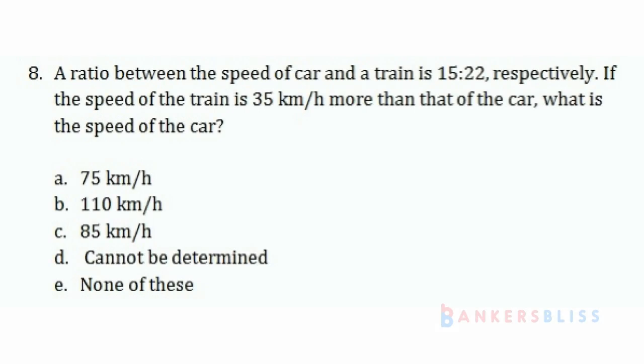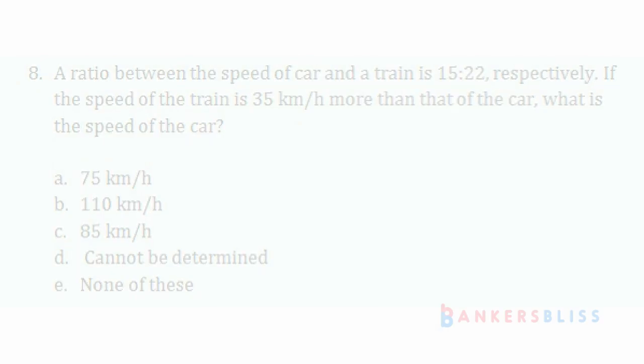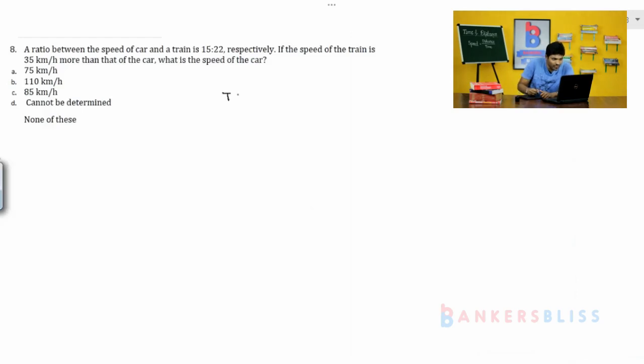Problem number 8. See here, a ratio between the speed of car and a train is 15:22 respectively. So, they have given the ratio of their speeds. If the speed of train is 35 km per hour more than that of car, what is the speed of car? See here, train to car is 22:15, means the speeds are 22x and 15x.